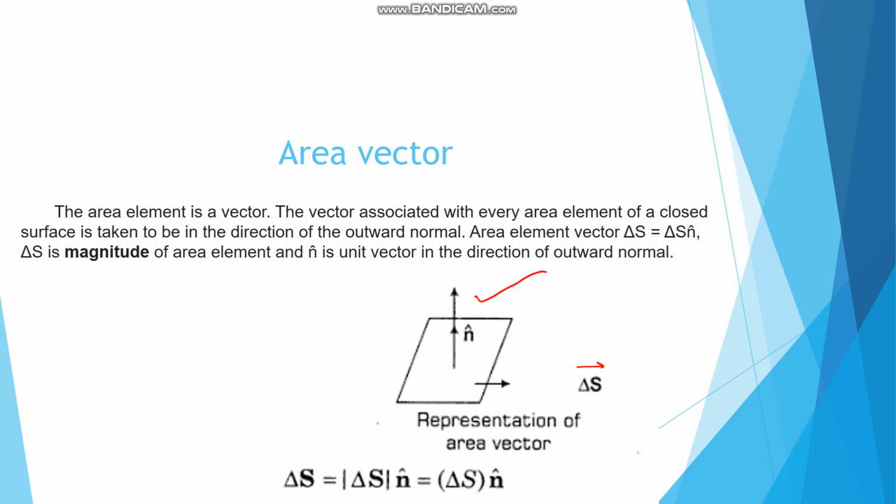So if we find the magnitude of this area vector, delta S equals mod of delta S vector times n cap. This n cap is a unit vector which shows the direction of the area vector and which is always perpendicular to the surface.